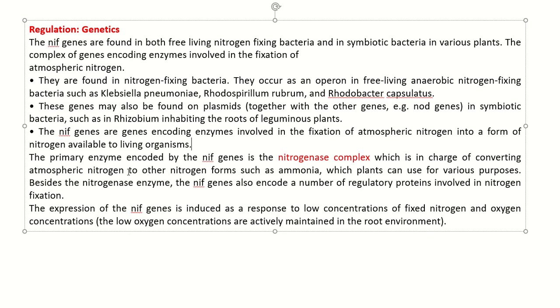Besides the nitrogenase enzyme, Nif genes also encode a number of regulatory proteins. Out of them, only the nitrogenase complex is important; the second is a number of regulatory proteins involved in nitrogen fixation. Now, the expression of Nif genes is induced in response to low concentrations of fixed nitrogen and oxygen. Now, N and O are important.